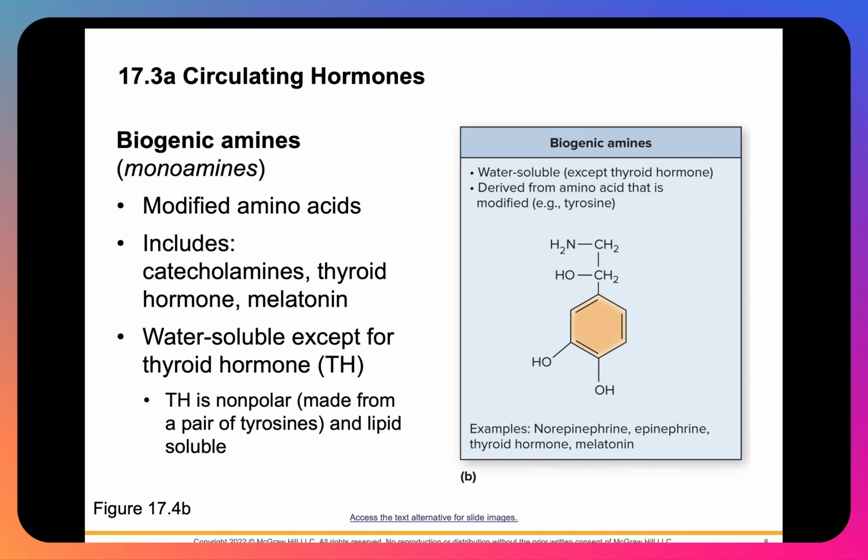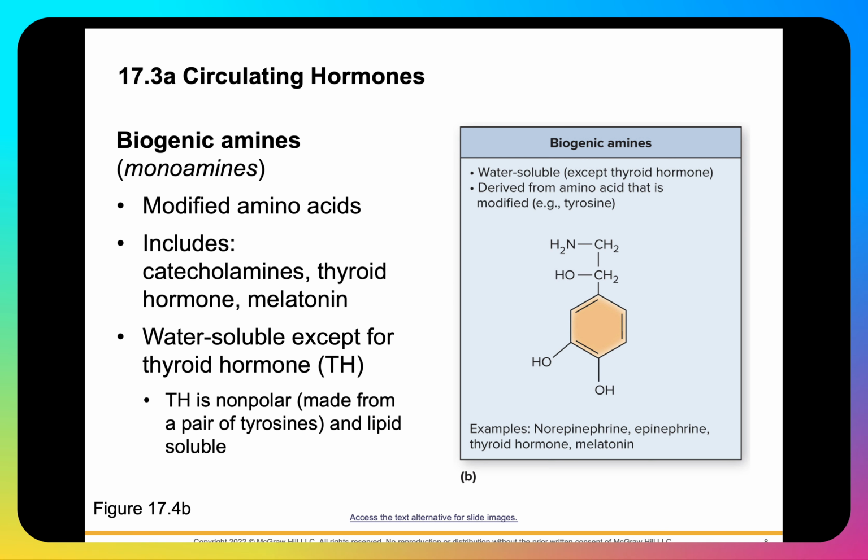Now, biogenic amines. So these are modified amino acids, and they consist of catecholamines, thyroid hormone, and melatonin. But remember what we talked about previously. Thyroid hormone is lipid soluble, so even though it is one of these modified amines, it is still lipid soluble. So that's an important thing to keep in mind.